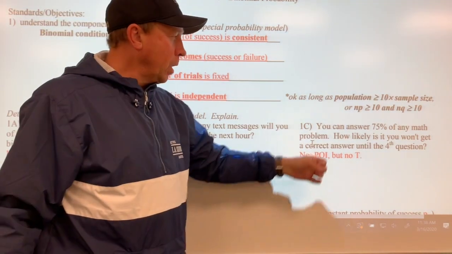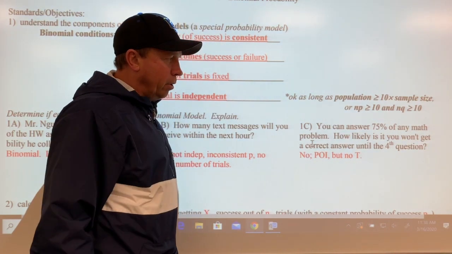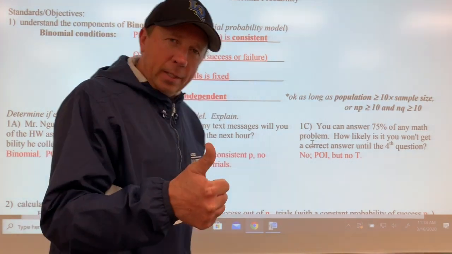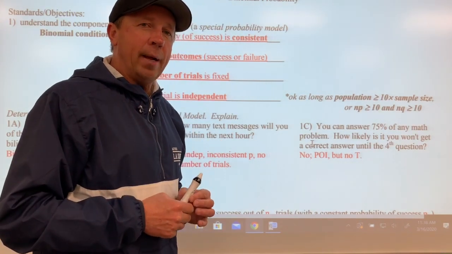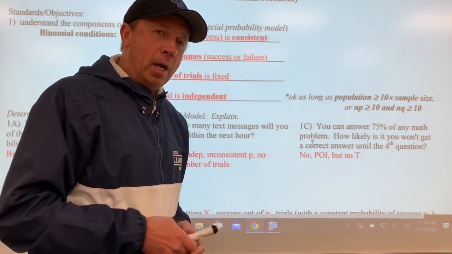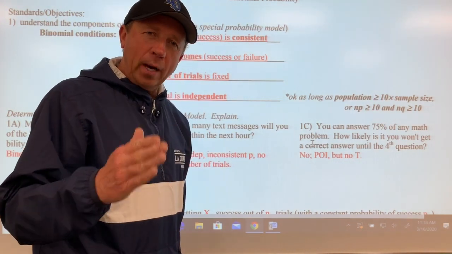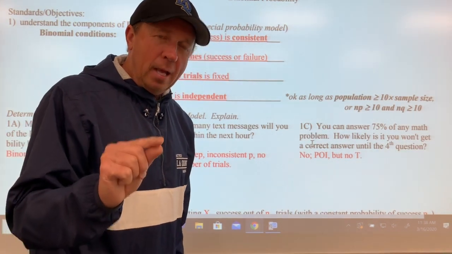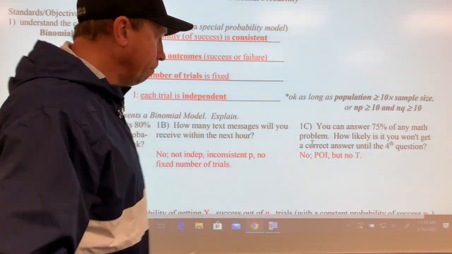All right, you can answer 75% of any math problem. How likely is it you won't get a correct answer to the fourth question? Well, probability is the same every time, 75%. There are two outcomes, you get it right or not. But this does not have a set number of trials. You are just trying to figure out when you answer your first question correct. How long do you have to wait until you answer your first question correctly? That's called a waiting time distribution. That's the geometric distribution. That is the next section that we study and the final section of this course, okay?